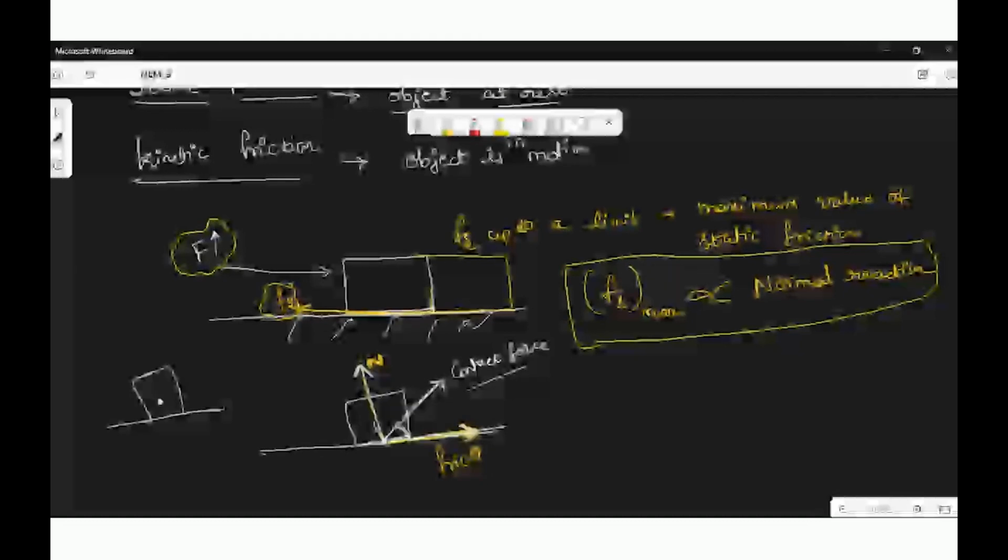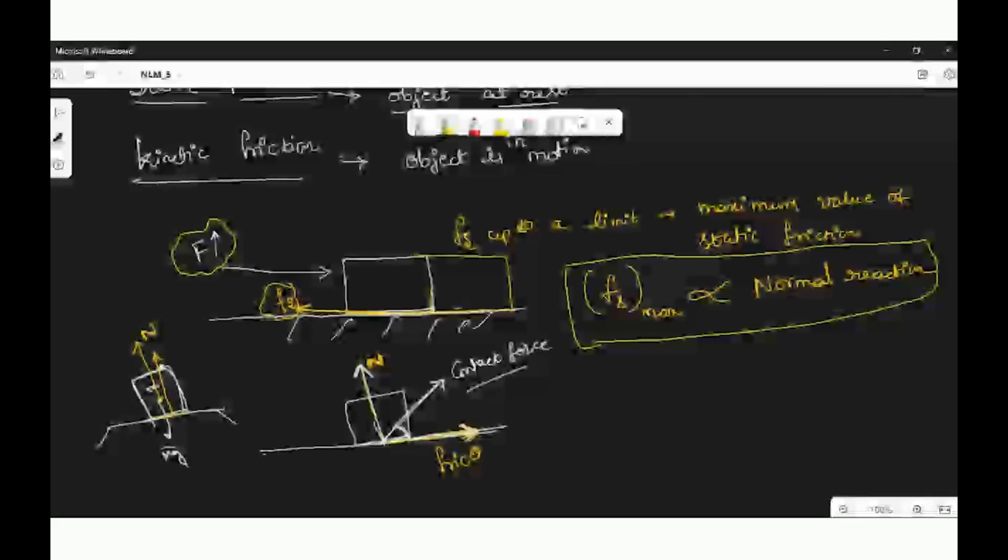I know there is some downward force acting due to gravity and because of its mass, correct? But we never see the object passing through the surface. We just see it is at rest on the surface, correct? It is not going into the surface because of this force. That means there must be some upward force which balances your mg, correct? So that is your normal reaction. The reaction offered by the surface which is in contact with the body is our normal reaction here.